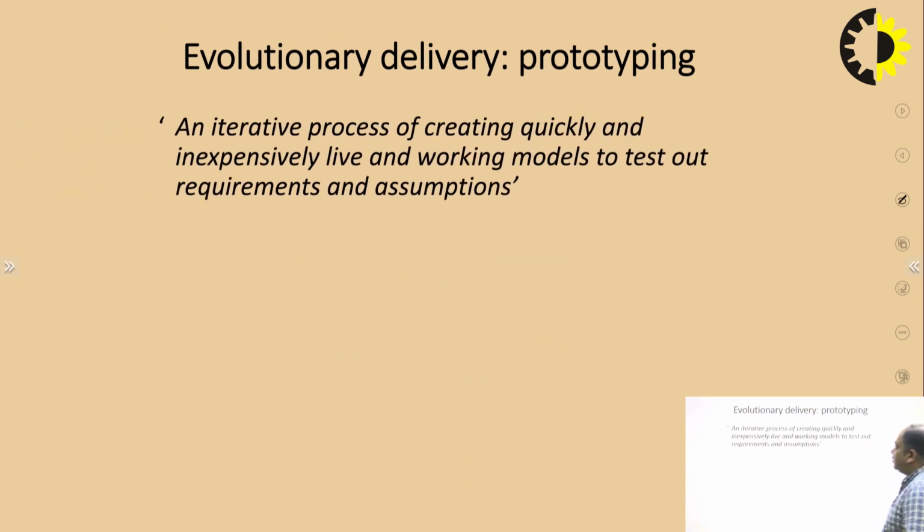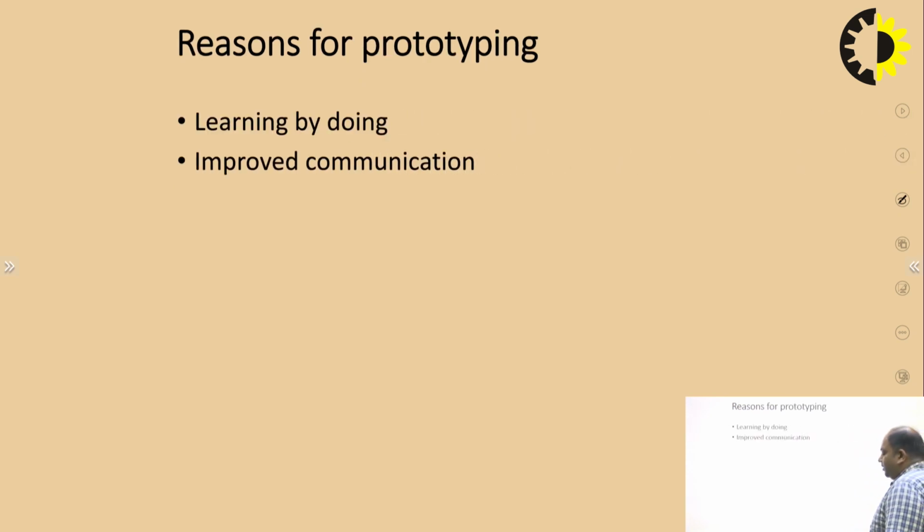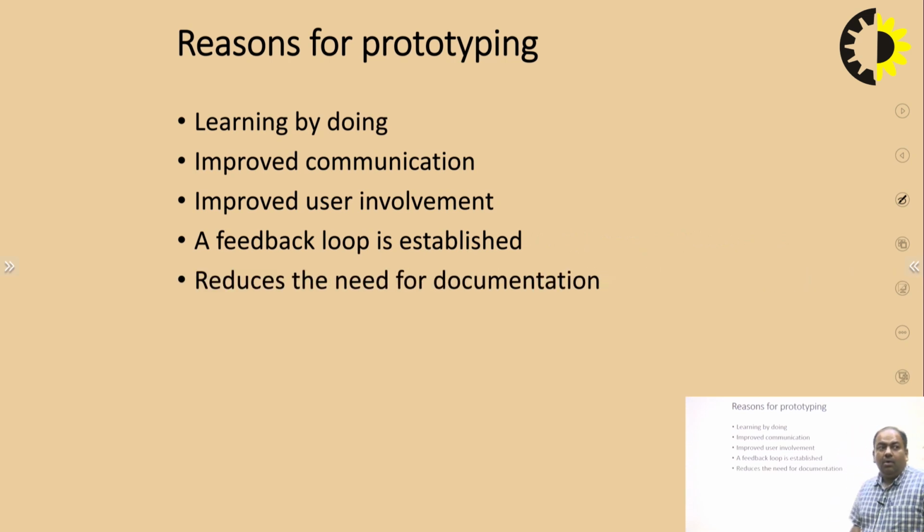After this, we have the evolutionary model. It is an iterative process of quickly creating a specific live and working model to test our requirements and assumptions. In the iterative process, we again and again check and improve. In the iterative model, we learn by doing, we improve our communication, and we improve user involvement, because we do each iteration again and again, and more user involvement is required in this.